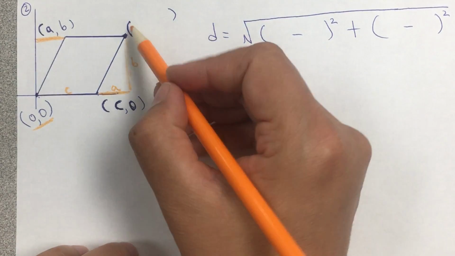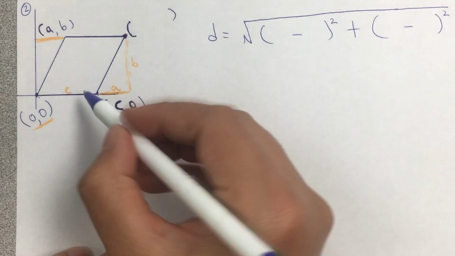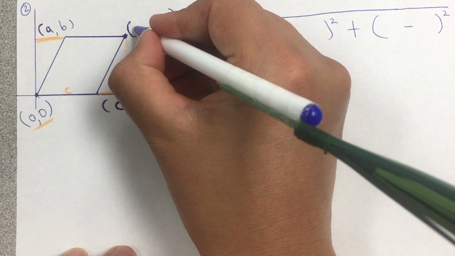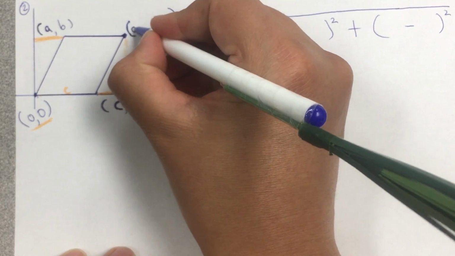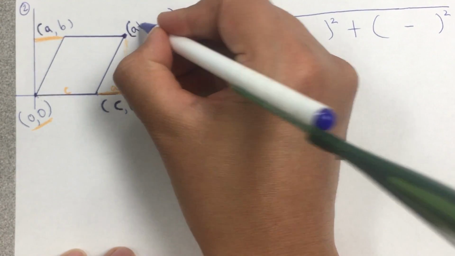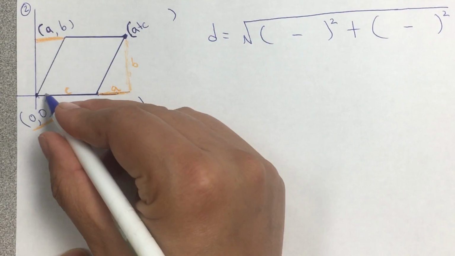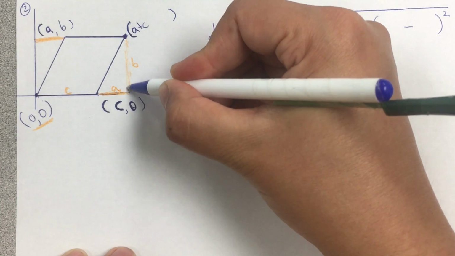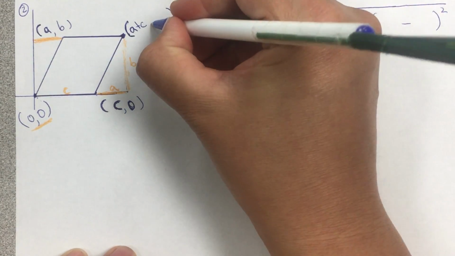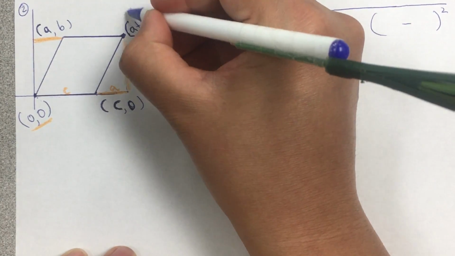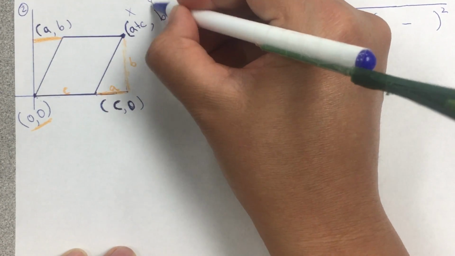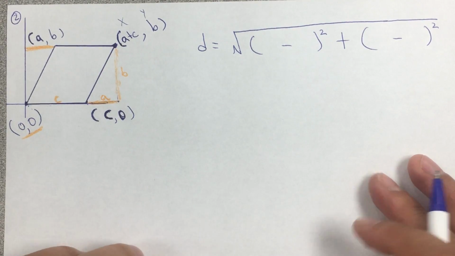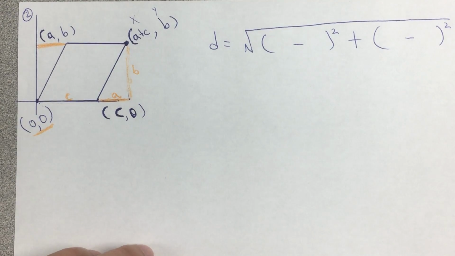So for x in here, we have to add these two together, which is C and A. So C plus A, which in alphabetical order will be A plus C. We're putting the A and the C together because that's how much space we go on x, and then we go up, which is comma B for y. So my x is A plus C, my y is B. So now I have all 4 points.